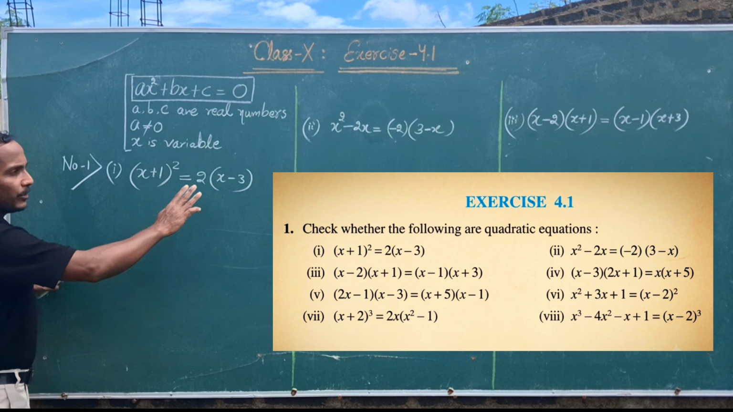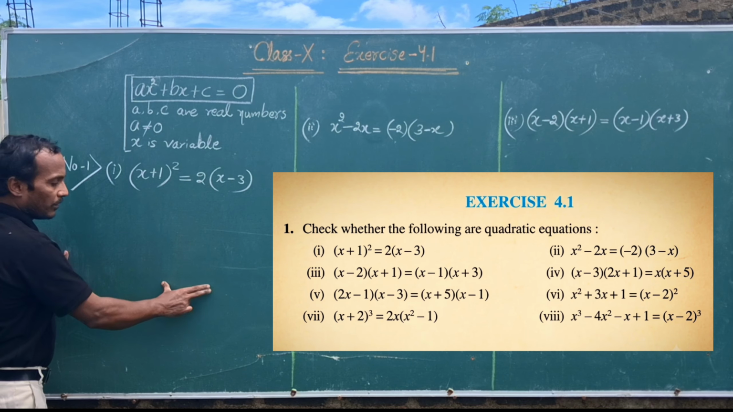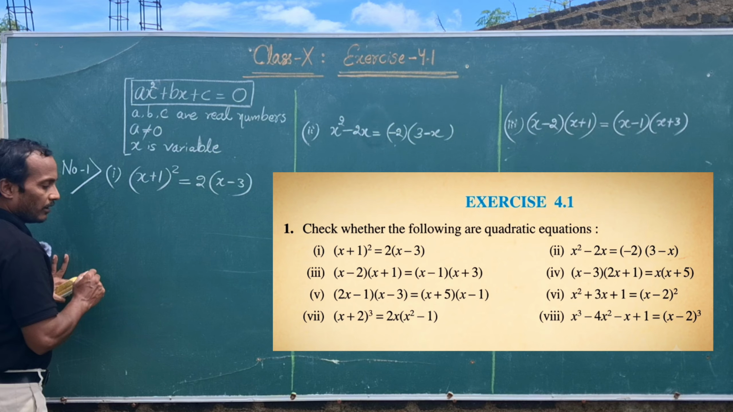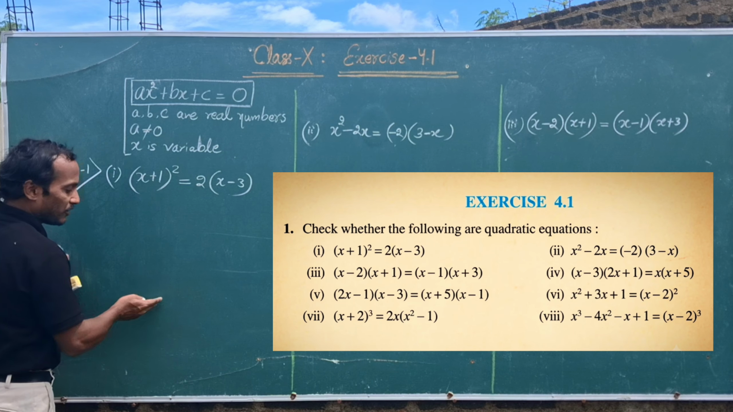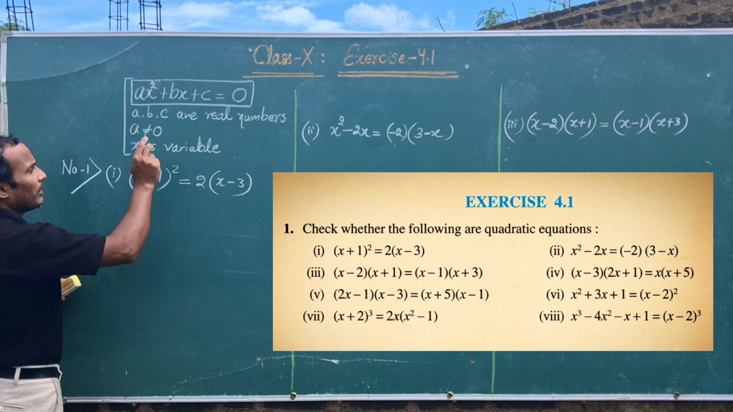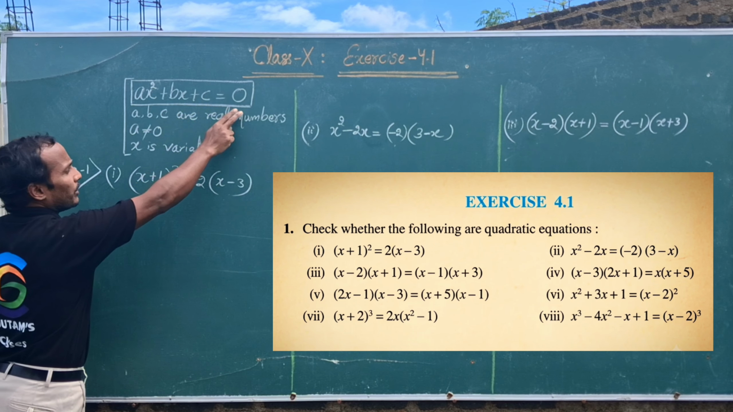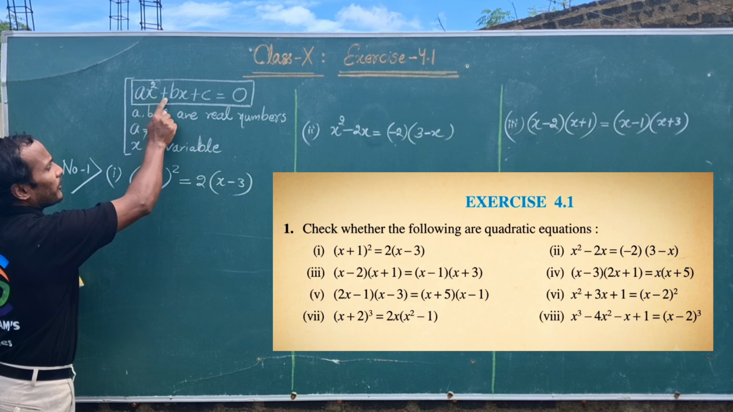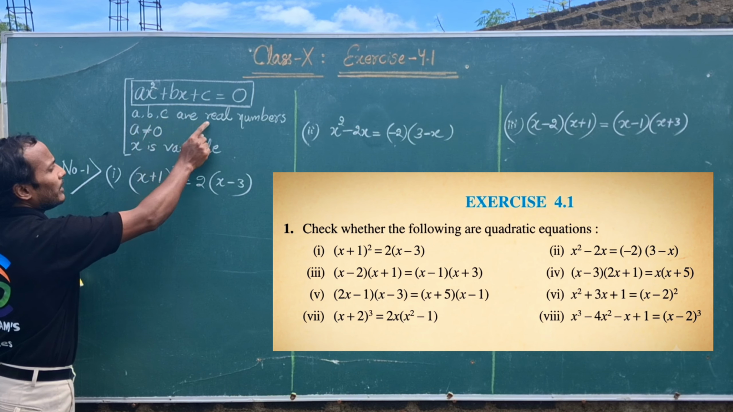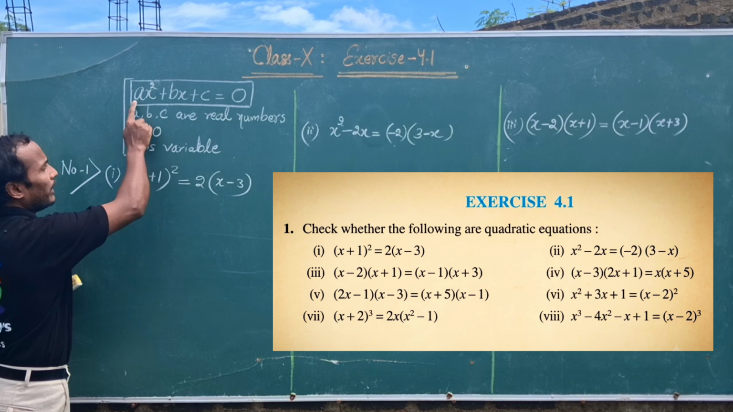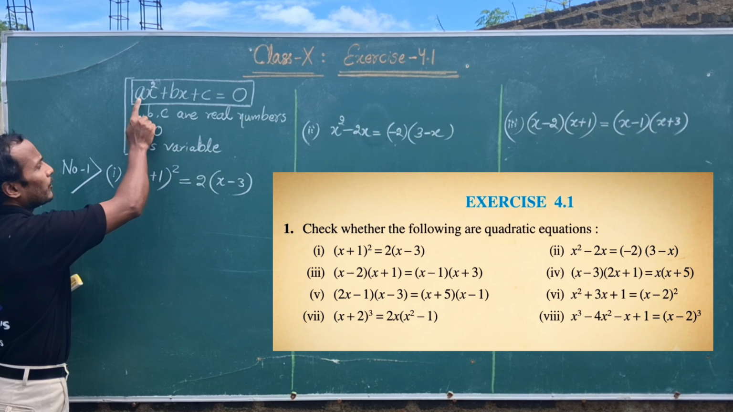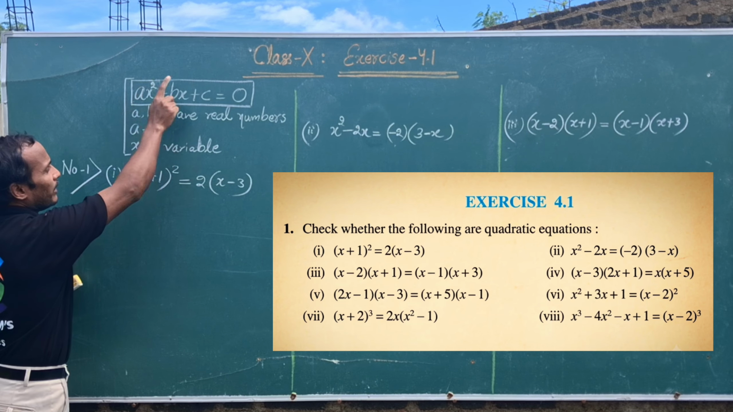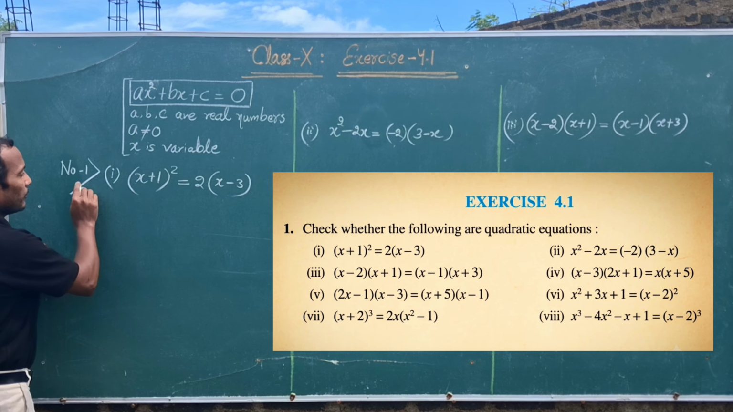So whatever the equations are given, we will simplify them to the simplified step and then we shall declare whether it is quadratic or not. We shall see the last simplified step, whether that step is in the form of ax square plus bx plus c is equal to 0 or not. You know the standard form ax square plus bx plus c tells that a, b, c are real numbers, a is not equal to 0, a should not be 0. The coefficient of x square should not be 0. And x is variable here. So let us start question number 1.